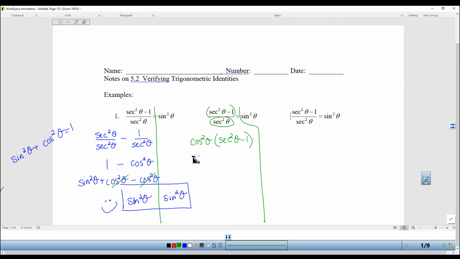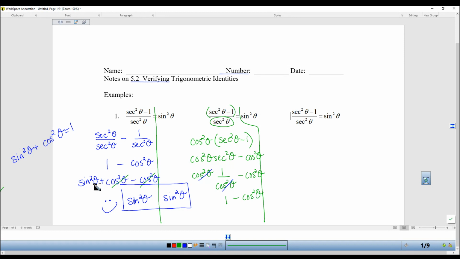And then I could multiply out cosine squared times secant squared. Notice that I'm not always saying the theta, but you do have to write it every time. And then secant is 1 over cosine, and since it's squared, it's 1 over cosine squared. And then my cosines cancel, and I get 1 minus cosine squared theta.